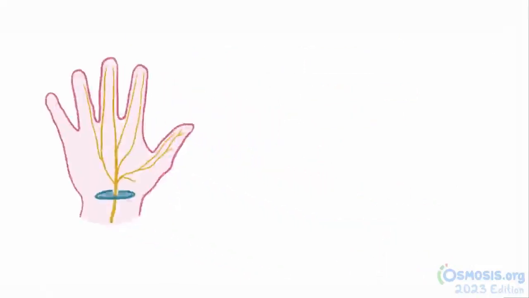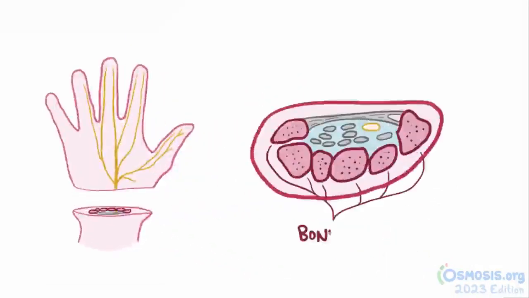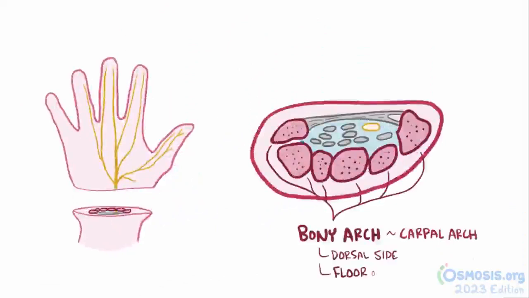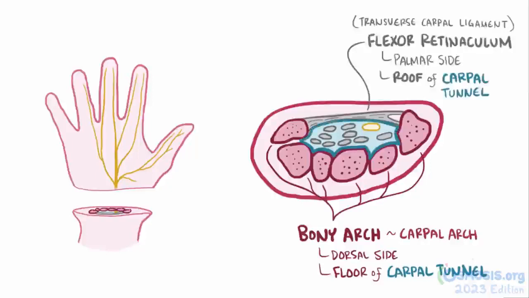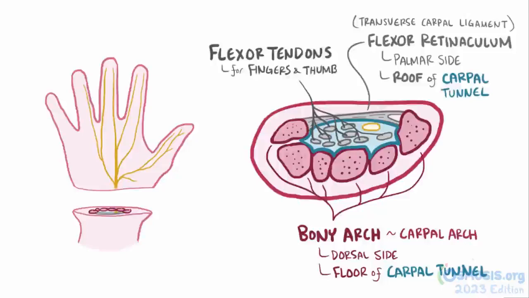Now, taking a cross-section of the wrist, we'll see a bony arch known as the carpal arch, on the dorsal side of the hand, which forms the floor of the carpal tunnel, and a sheath of connective tissue called the flexor retinaculum, or transverse carpal ligament, which is on the palmar side of the hand and forms the roof of the carpal tunnel. Also, there are 9 flexor tendons, which go to the fingers and the thumb, as well as one nerve, the median nerve, which travels down the forearm and goes through the carpal tunnel.